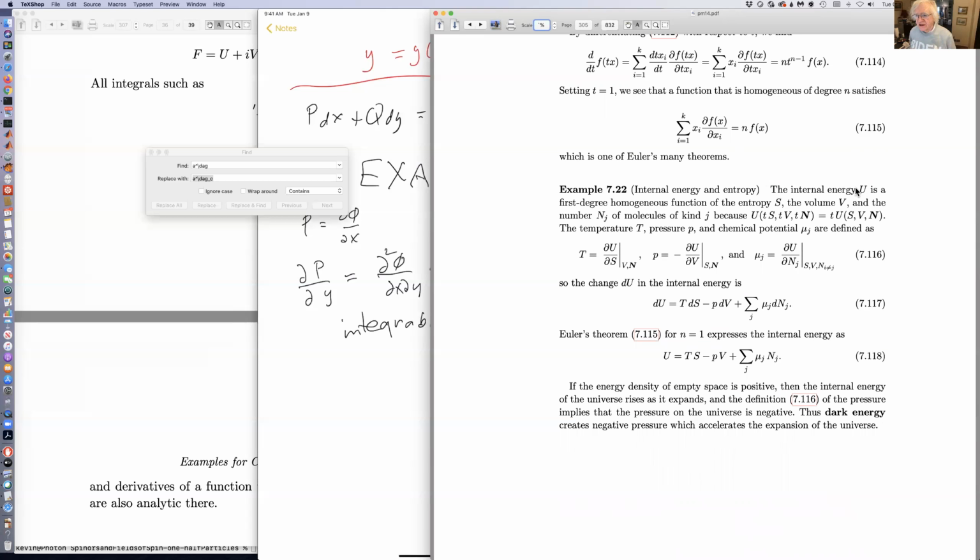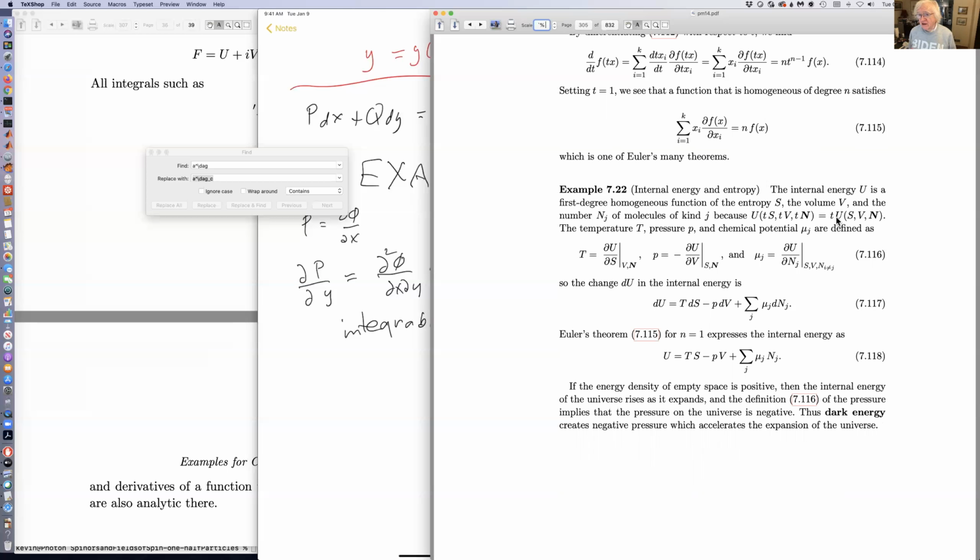So the internal energy is a first degree homogeneous function of the entropy, the volume, and the number nj of molecules of kind j. And the reason is that if you multiply the entropy, the volume, and the numbers of particles by t, what you're describing is t samples of the system. Well, you're stretching the whole system by t, so the internal energy goes up by t.